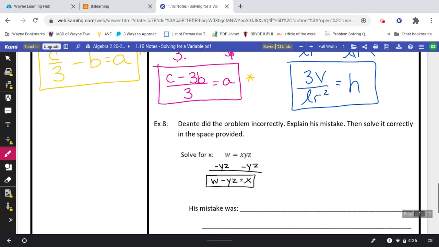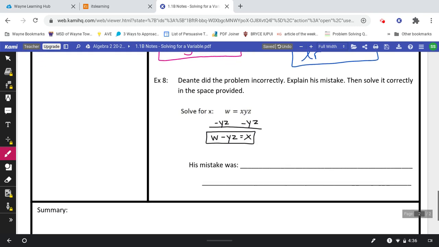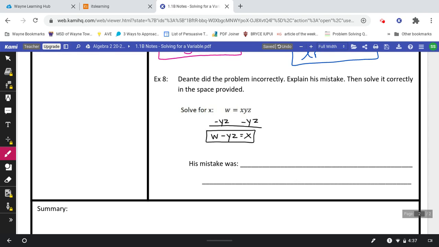All right, let's look at this very last problem here, example 8. Deontay did the problem incorrectly. So notice already they're telling us from the beginning this is wrong. Explain his mistake, then solve it correctly in the space provided. So we have two parts here. Solve it correctly as well as explaining the mistake. So take a look at this. It says solve for x, and Deontay subtracted the yz. See if you can take a look at this problem and see what he did incorrectly.